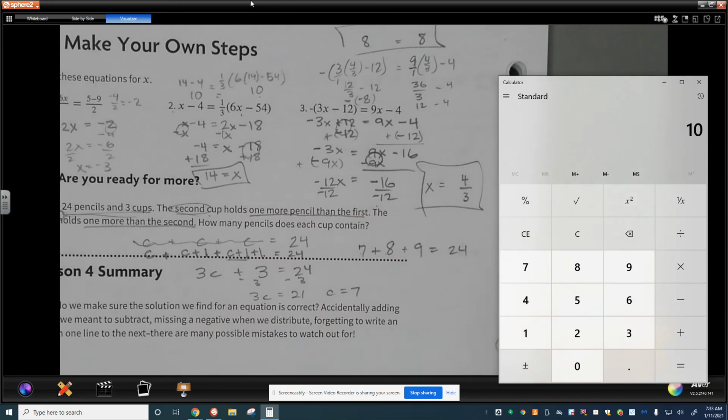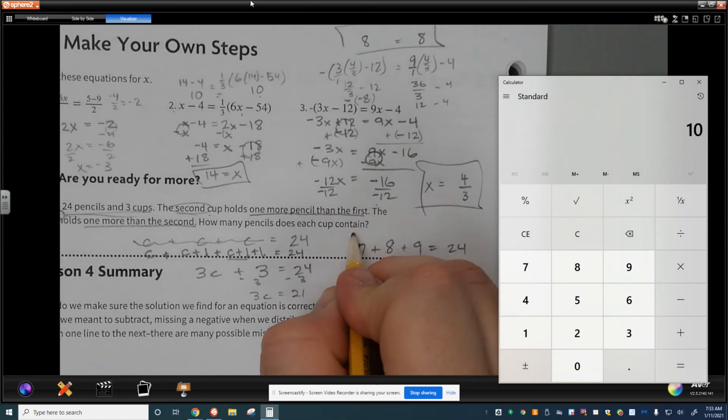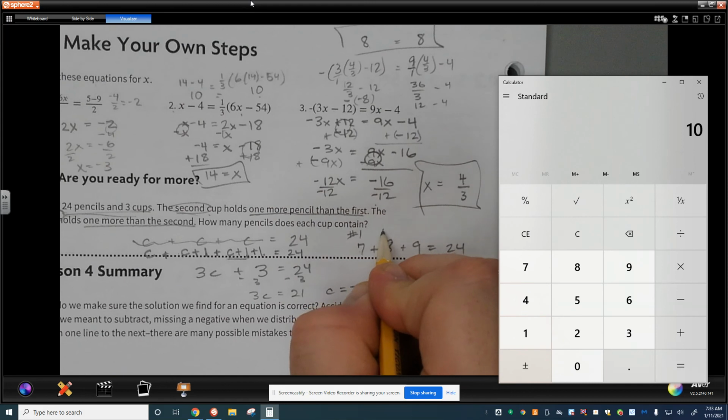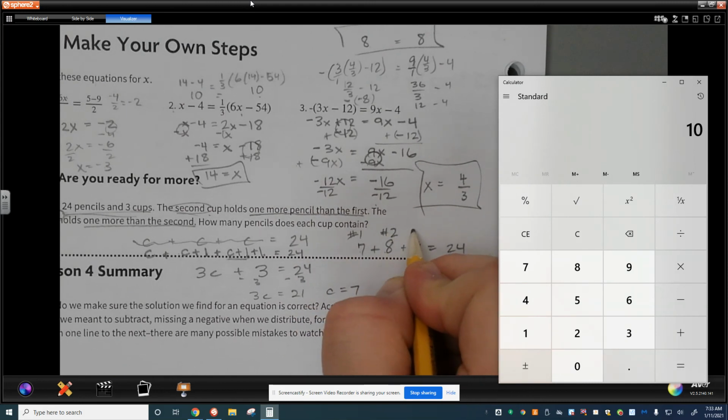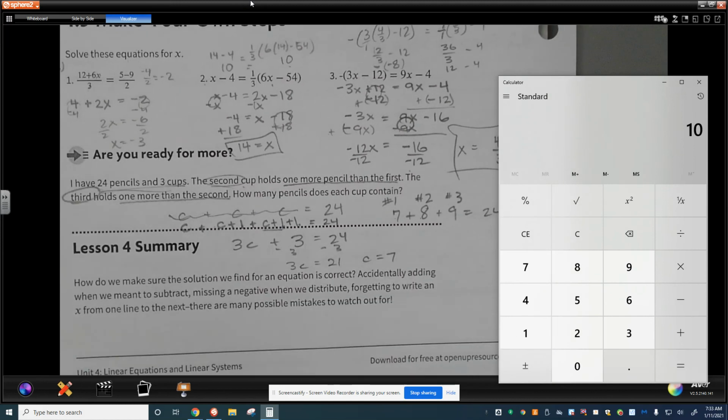How many pencils does each cup contain? The first cup has 7, the second cup has 8, the third cup has 9 pencils in it. And I would write that in sentence form.